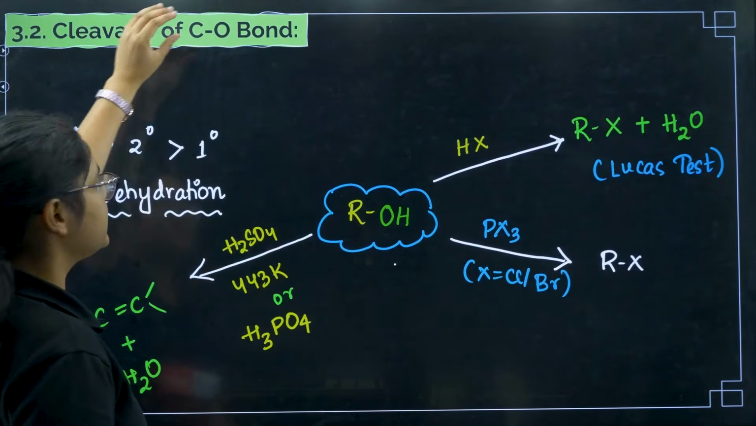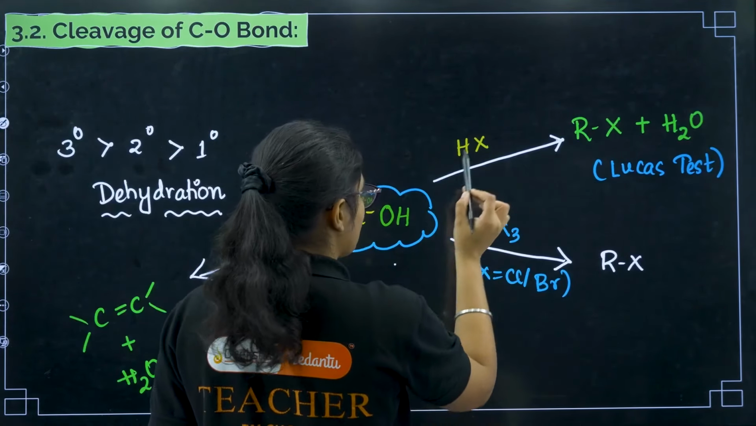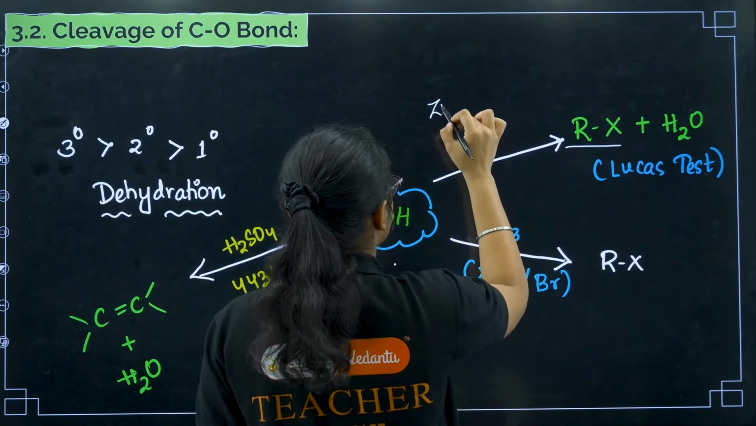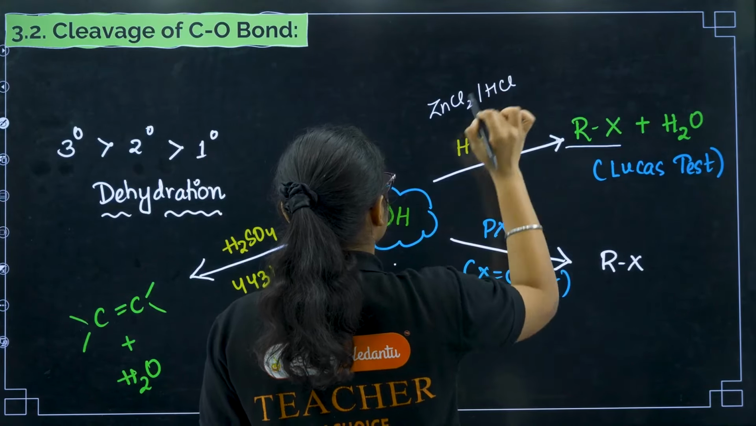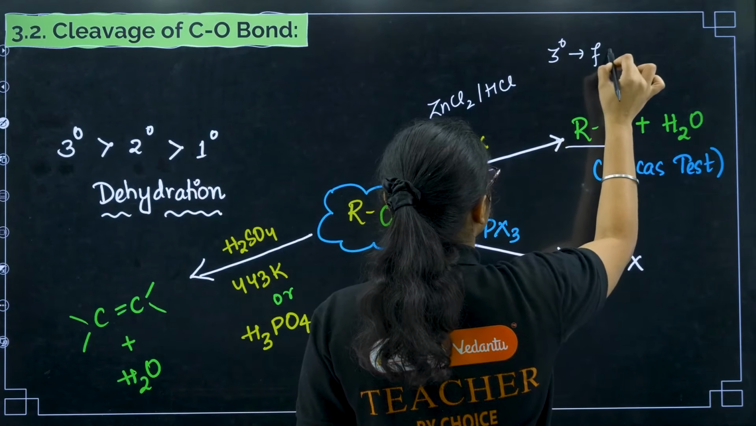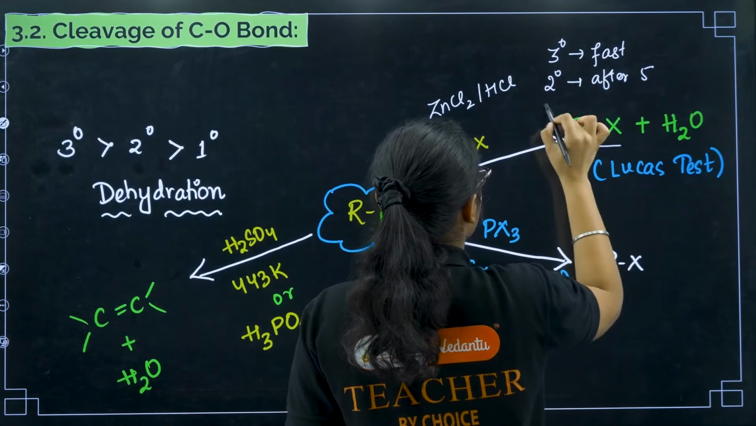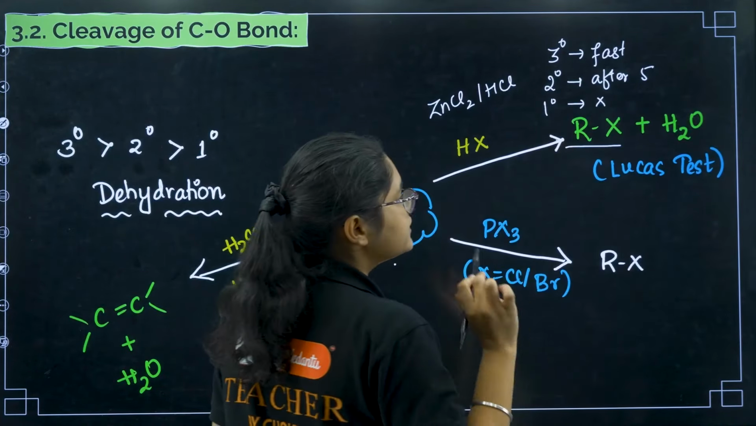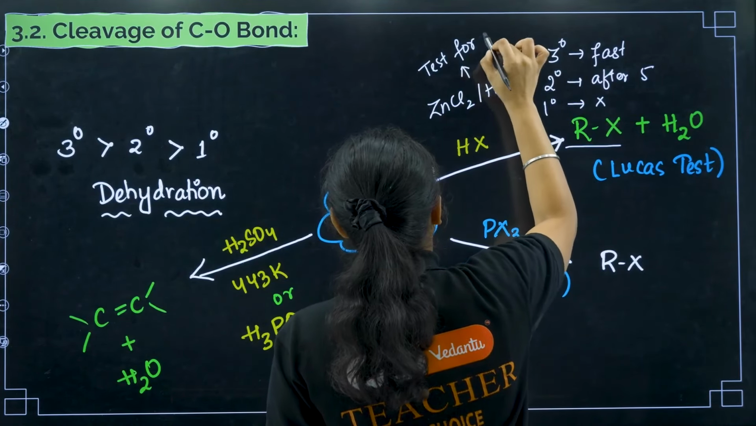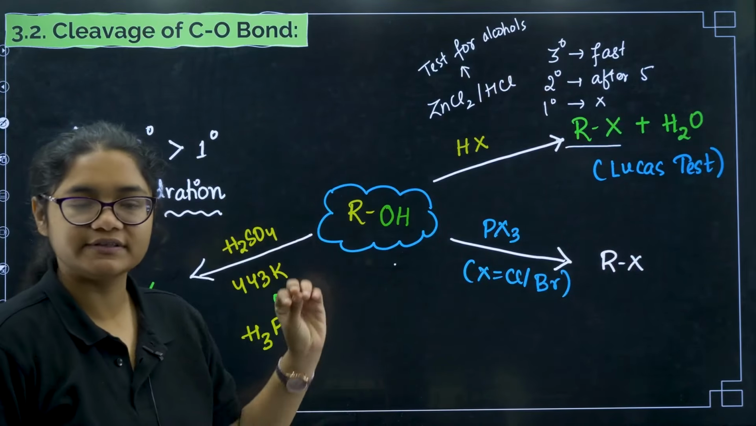Next we'll go to cleavage of CO bond, right? Under cleavage of CO bond, the first one is the reaction with HX. Here O plus H2 will go and then RX will form. This is your Lucas reagent, ZnCl2 and HCl. Here you should remember the tertiary one will react the fastest, the secondary one will react after 5 minutes, and the primary one will not react. So Lucas reagent can be used as a test for alcohols. Which degree alcohol it is, primary, secondary or tertiary, we can easily find out using this reagent.